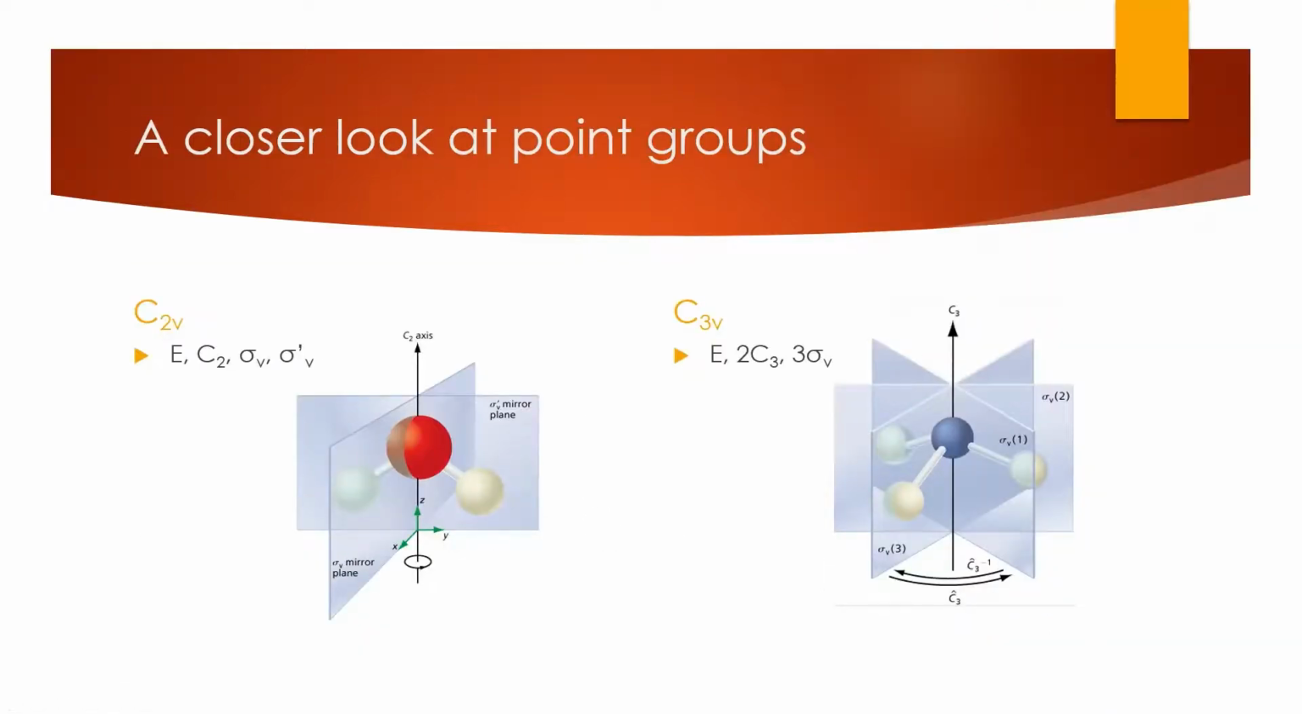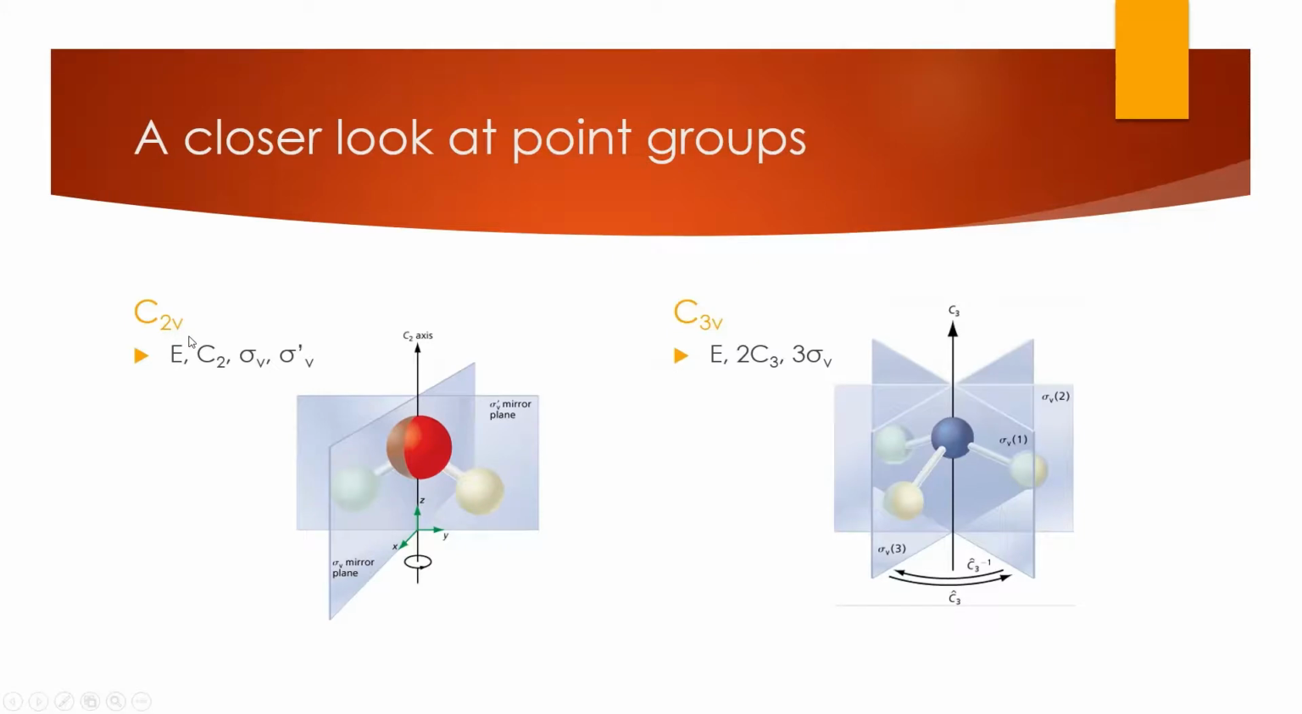Here we can see some of the symmetry operations for the C2v point group that water is in, and also the C3v point group, which is very similar, that molecules like ammonia are in. And let's talk about some differences between these molecules. So we already looked at water. Water has these 2 mirror planes, and it has a rotation axis that's in the same plane as one of its mirror planes. Now, ammonia has 3 mirror planes. It has a rotation axis, but it can actually do 2 different rotations. So what this means is that the ammonia point group has 6 symmetry operations, while water has 4.